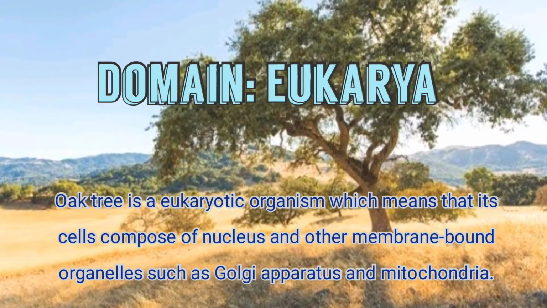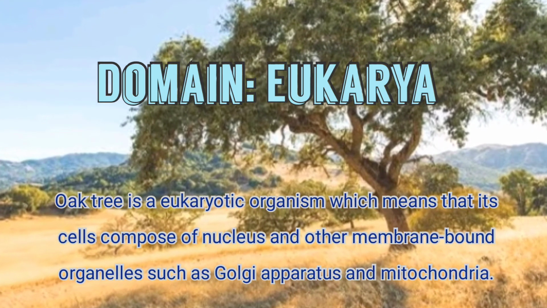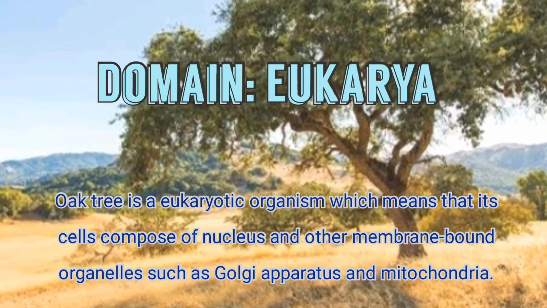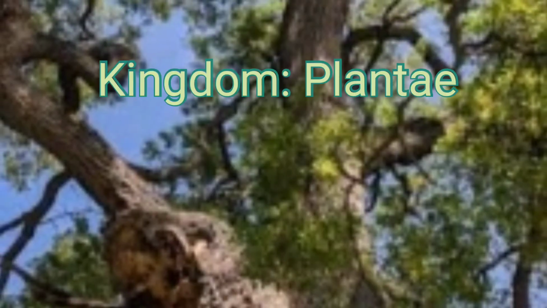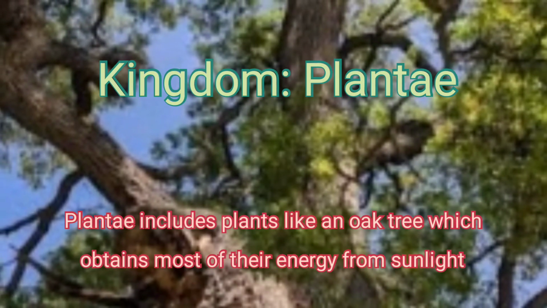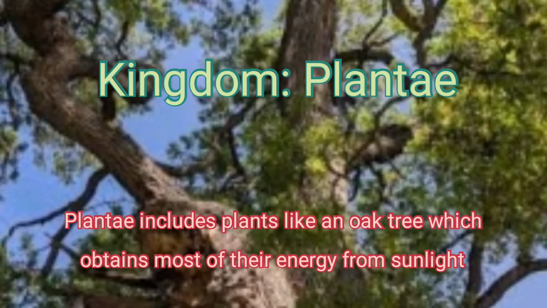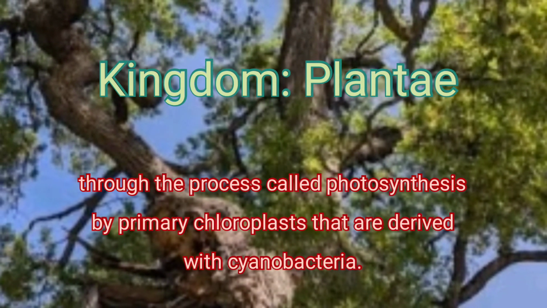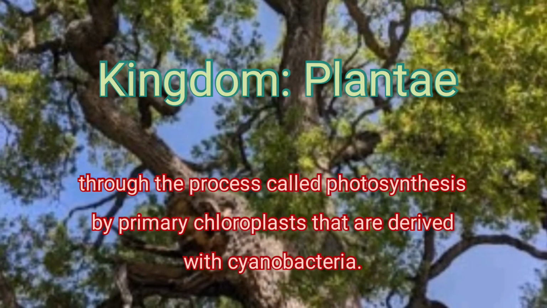An oak tree is a eukaryotic organism, which means that its cells are composed of a nucleus and other membrane-bound organelles such as the Golgi apparatus and mitochondria. It belongs to the kingdom Plantae, which includes plants like the oak tree, which obtain most of their energy from sunlight through the process called photosynthesis by primary chloroplasts that are derived from cyanobacteria.